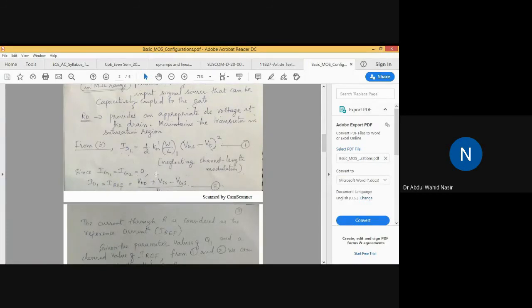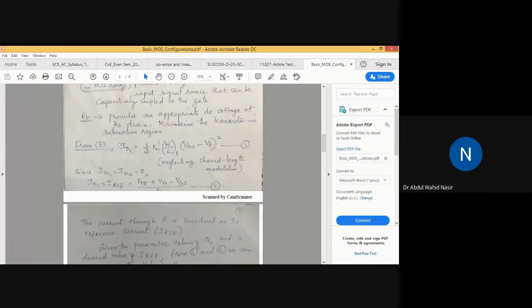So from diagram B, the second diagram for a current mirror circuit, we can write ID1 is equal to half Kn dash into W by L into (VGS minus VT) whole square. So this is drain current one. This is the drain current for transistor Q1.